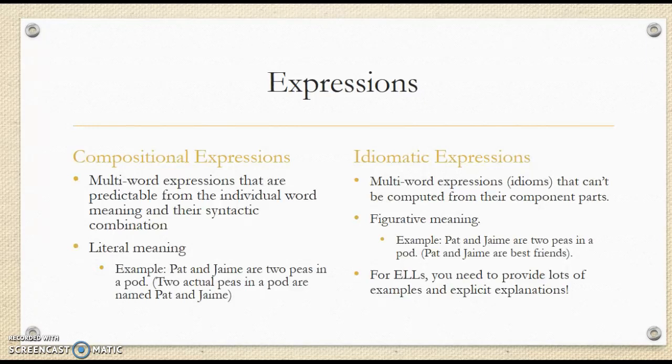So there are different expressions we have to be very aware of when we're working with our English language learners. Compositional expressions are multi-word expressions, and they're predictable from their individual word meaning. So they have a literal meaning. Pat and Jamie are 2 peas in a pod. You are eating green peas, and you have named 2 of them Pat and Jamie.